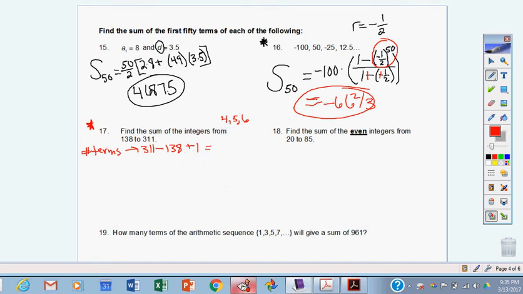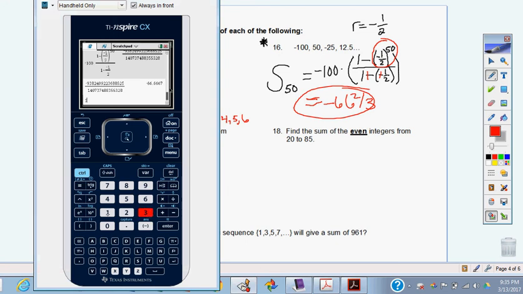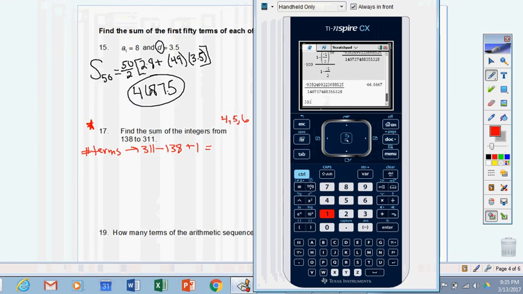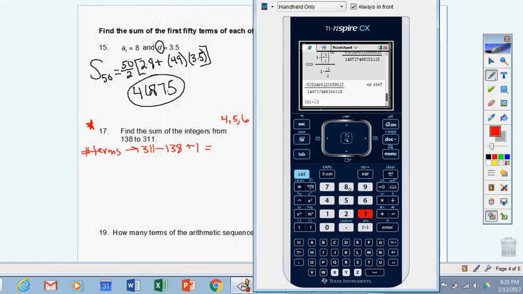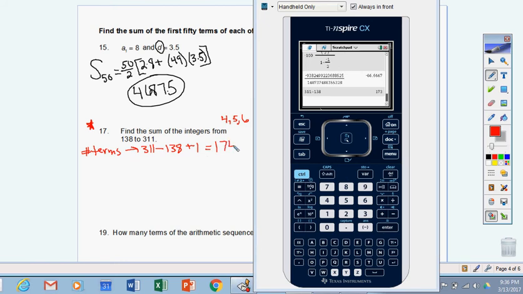All right, so here we are. We got ourselves a little 311. I don't know why I keep covering up my problems. And then we're going to take away 138. And then we're going to add 1. So we got ourselves 174 terms. But this is the beauty of it.